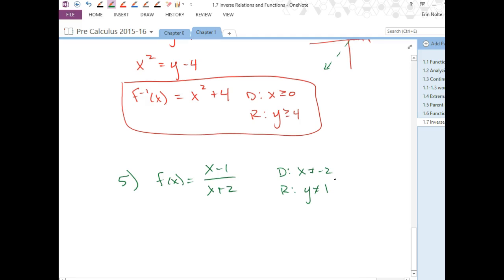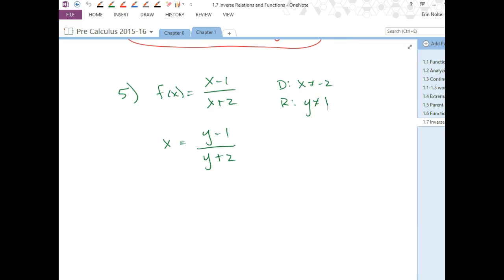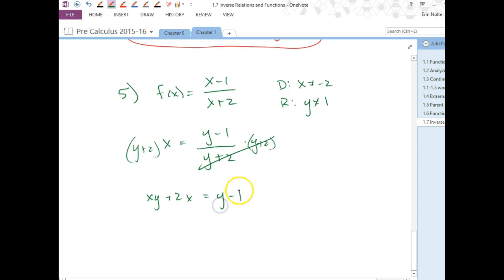Okay, now let's do the algebra on this. This was a little bit difficult. So finding the inverse, switch the x and the y. Notice there's 2 x's. So we're going to have y minus 1 and y plus 2 on the bottom. Okay, we're solving for y. First thing I need to do, get rid of the denominator. How do I get rid of it? Good. Multiply both sides by y plus 2. Okay, what am I going to do on the left-hand side? Distribute: xy plus 2x equals y minus x.